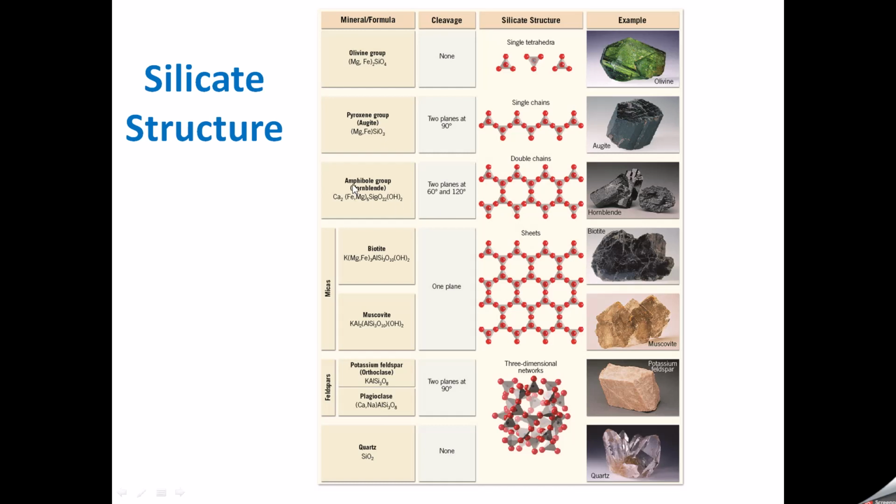And the example is the amphibole group, and the mineral is hornblende. It's here in the picture: hornblende, augite, olivine. Olivine is very green here. And if the number of chains increases, we have more chains combined together that will form sheets. For example, biotite, muscovite. And then if we have a three-dimensional network, for example, quartz and potassium feldspar, we call it a three-dimensional network.